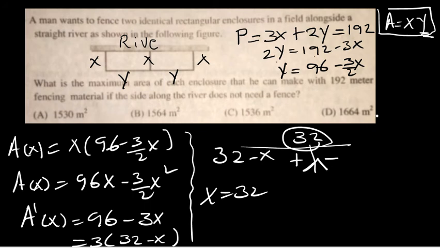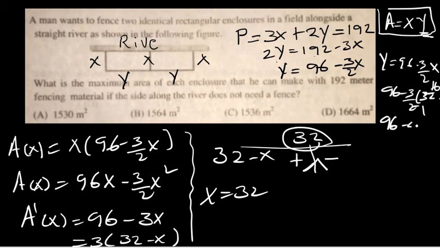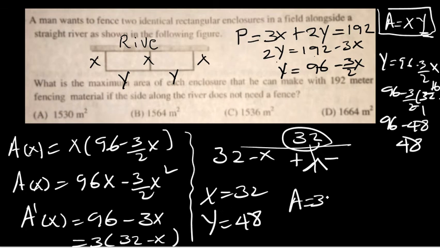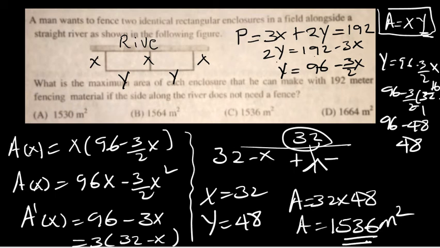So when x is 32, what about y? We already said y is 96 minus 3 over 2 x. So 96 minus 3 over 2 times the x value 32. 32 divided by 2 is 16, multiplied by 3 is 48, so 96 minus 48 is 48. So the y value must be 48. To get the maximum area, the dimensions of the given rectangular region must be 32 by 48. The area will be 32 multiplied by 48. So the answer is found in C, which is 1536 square meters. This is the maximum area of the region. Very good. Let's go to the next question.